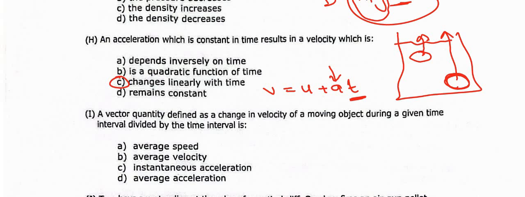Hope that's okay. Then number I, they're saying a vector quantity defined as a change in velocity of a moving object during a given time interval divided by the time interval is what? How do we call this guy here? We know it's acceleration, right? But we're saying the change in velocity, so change in velocity with change in time. So is it instantaneous or average? At least I've cancelled out A and B, so you don't have to be tempted by A and B. So now I've limited your options to C and D. Which among these makes sense?